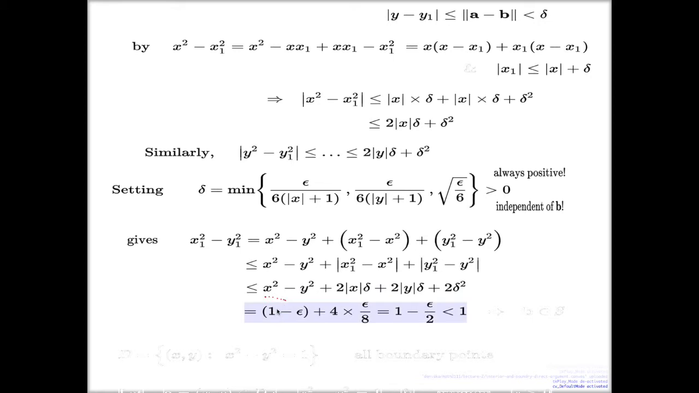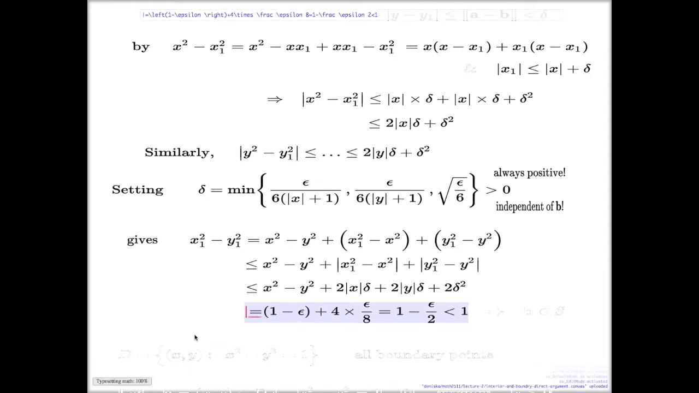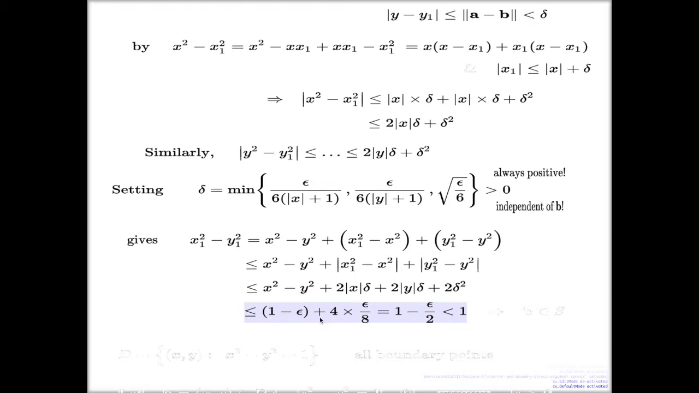I just replace this one with 1 take epsilon. For this delta, I use the first element of my minimum. If I only use the first one, the expression becomes larger. That's why probably I should put here the less or equal. Yeah, less or equal. It's just not the equal sign. Less or equal.